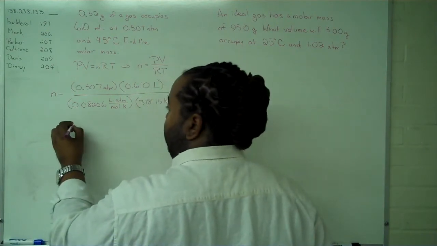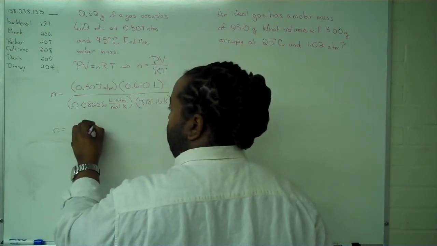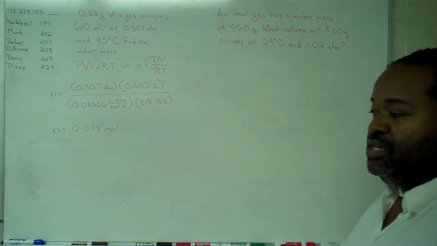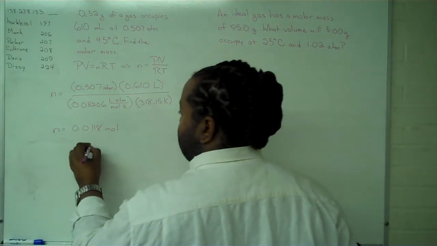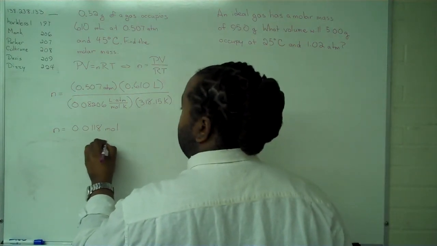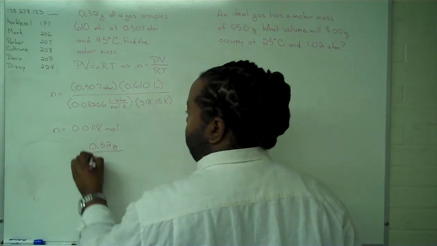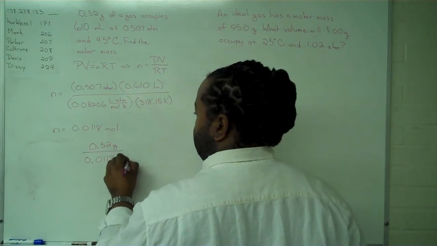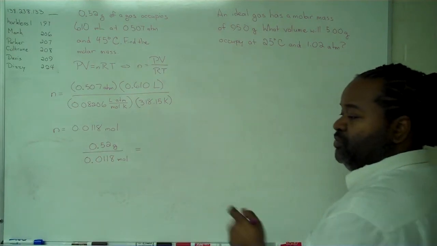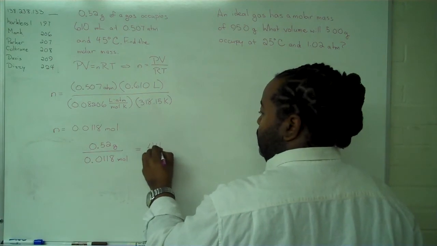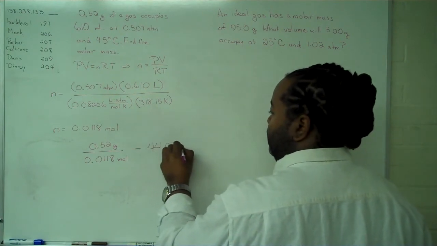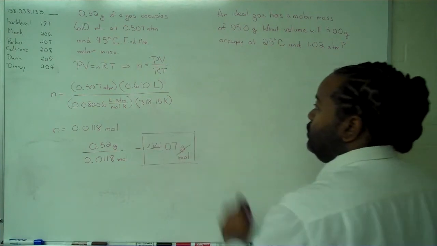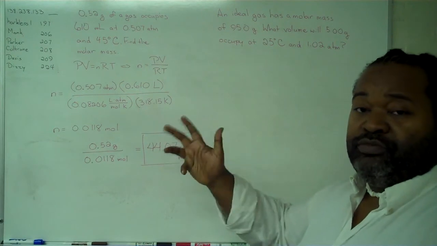So we can use our calculator to step through and get a value for the number of moles present, and we have 0.0118 moles of gas present. Now, because we know that we need to determine a molar mass, those 0.52 grams represent 0.0118 moles. And once we simplify by dividing through, we find a molar mass of 44.07 grams per mole. So that concludes our first version of a molar mass problem.